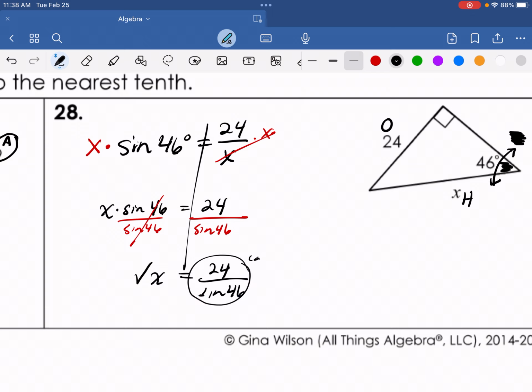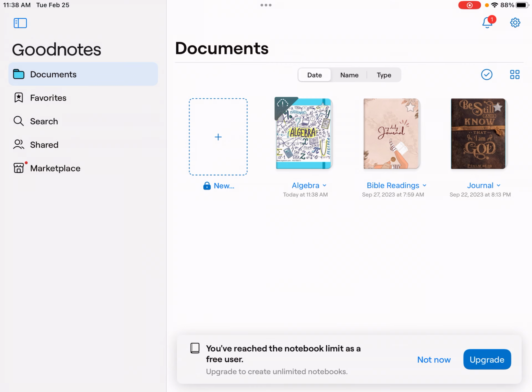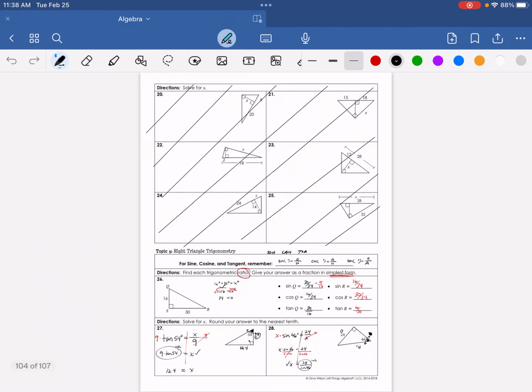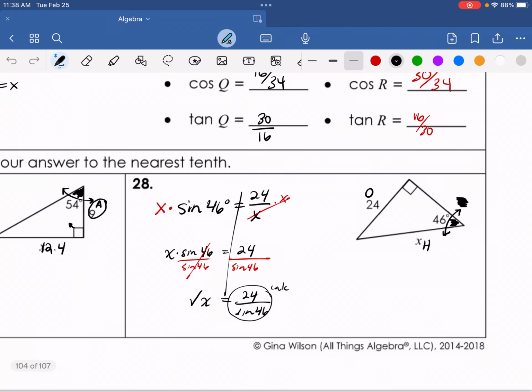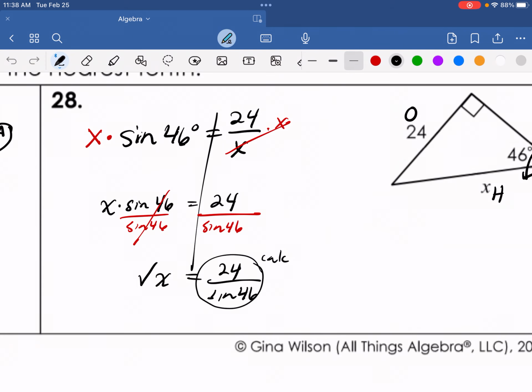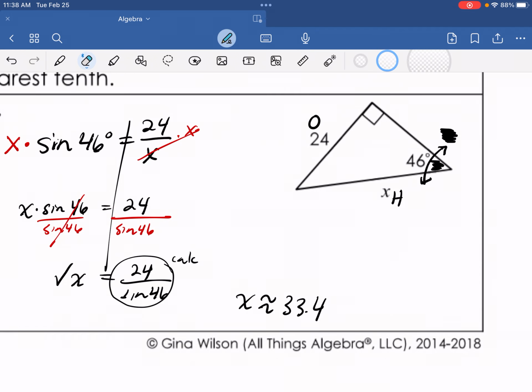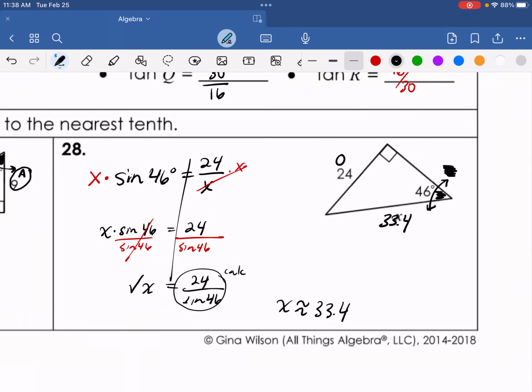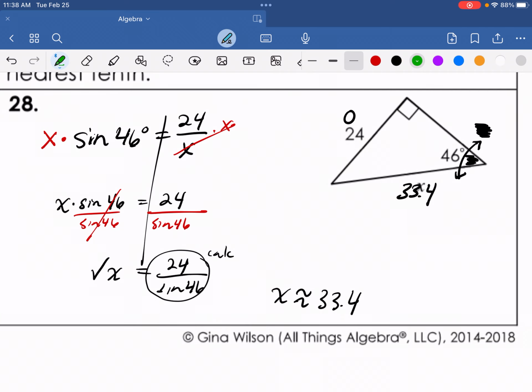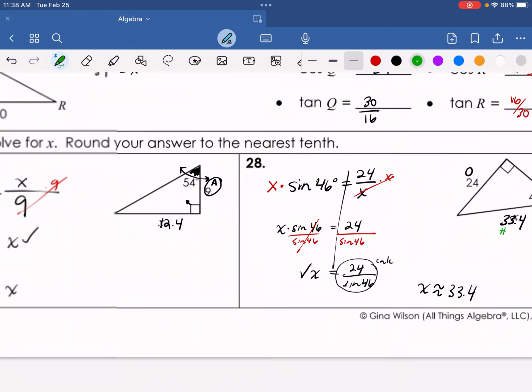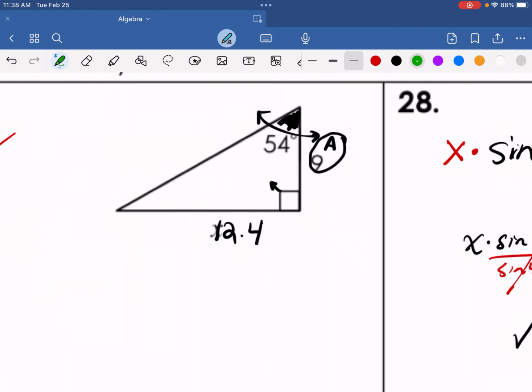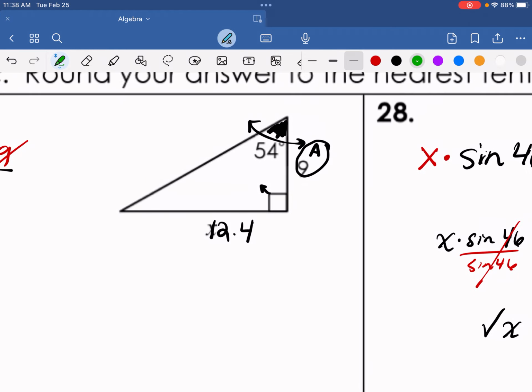I type this in the calculator, and I get an estimate. Make sure you use a fraction or you divide. 24 divided by sine 46. And it equals, x is close to 33.4. So it means that this side right here is 33.4. Does that answer make sense? Yes, this is the hypotenuse. It should be bigger than 24, and it is. For my last problem, we got 12.4. Yeah, it's fine.